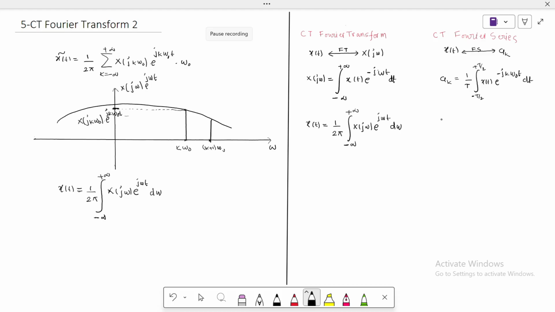For the Fourier series representation, the signal in the time domain, that is x of t, equals the sum of a k into e power j k omega naught t, k from minus infinity to plus infinity. So this is a Fourier series. So this is about the continuous time Fourier transform. Next, the convergence of the Fourier transform.